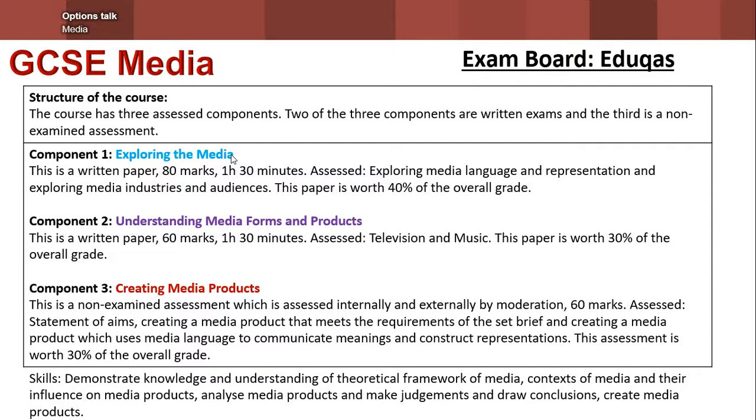The GCSE media course we offer is GCSE. The course has 3 assessed components. 2 of those components are written, and the third is what's known as a non-examined assessment. Component 1 is a written paper, is 80 marks, and is 1 hour 30 minutes long. This paper is worth 40% of the overall grade. Component 2 is a written paper, is 60 marks, and is 1 hour 30 minutes long.